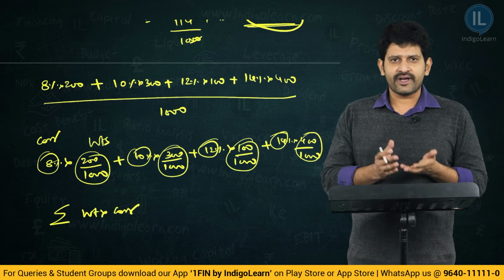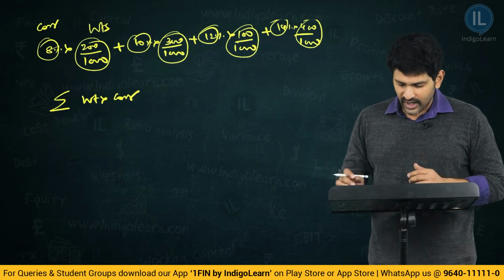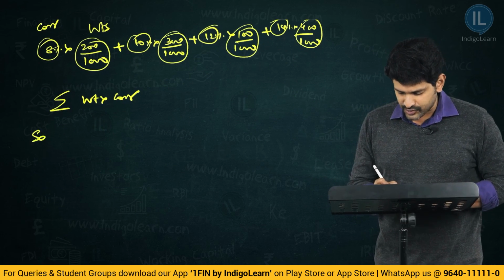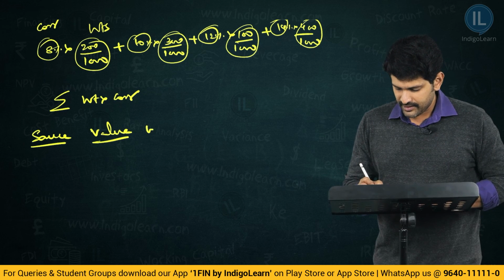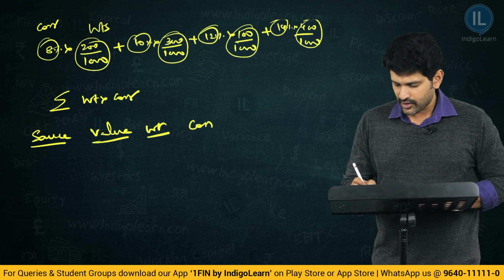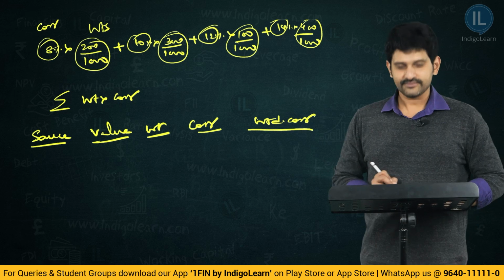Now how do you get weight? For that you should know the values. Now what values? For that you should write the source. Therefore, what will be our format of presentation? Source, value, weight, cost, and lastly weighted cost.